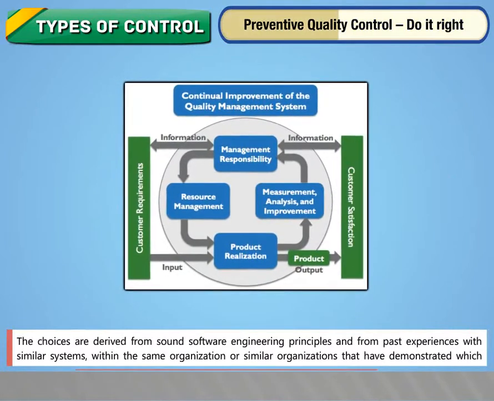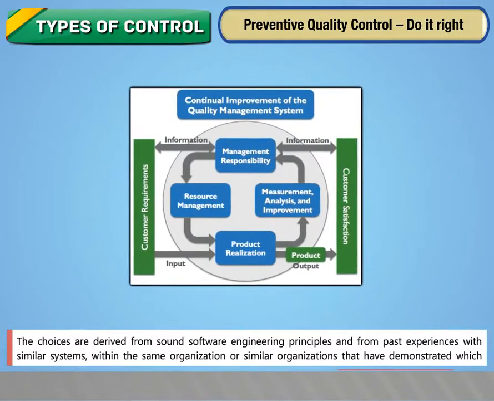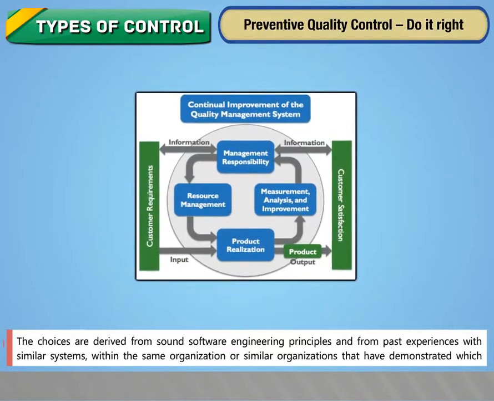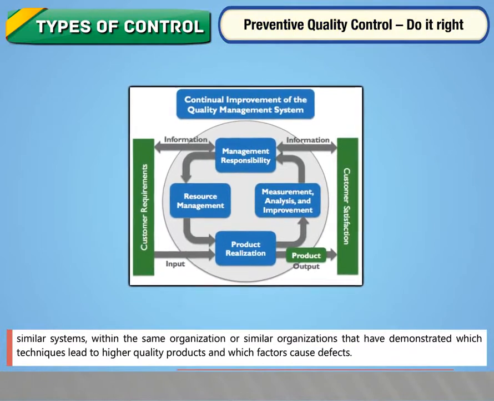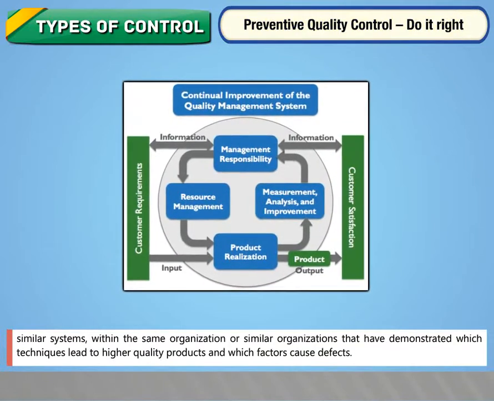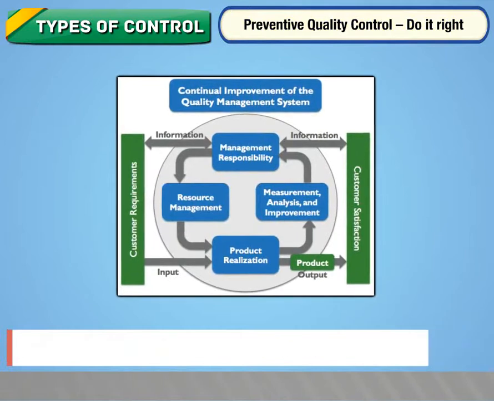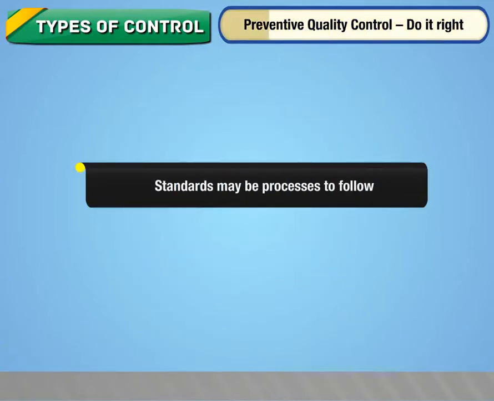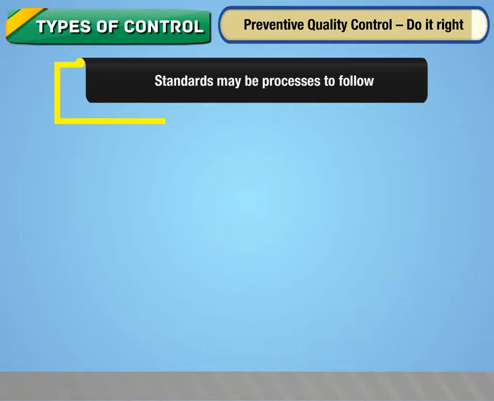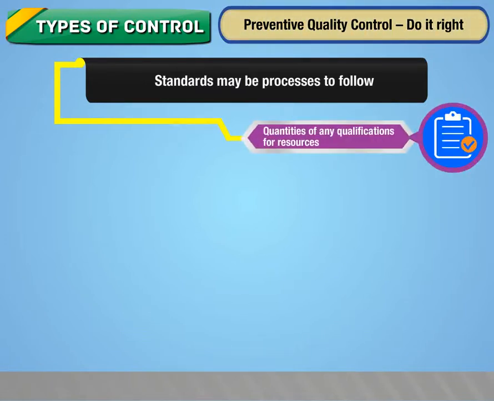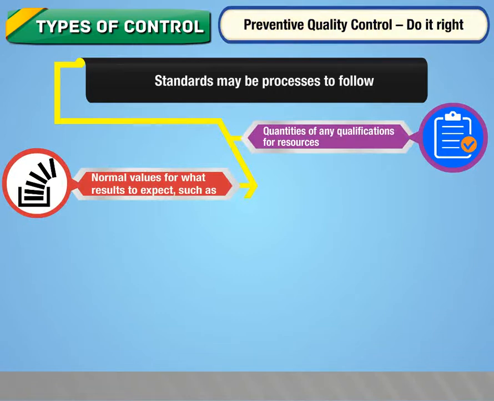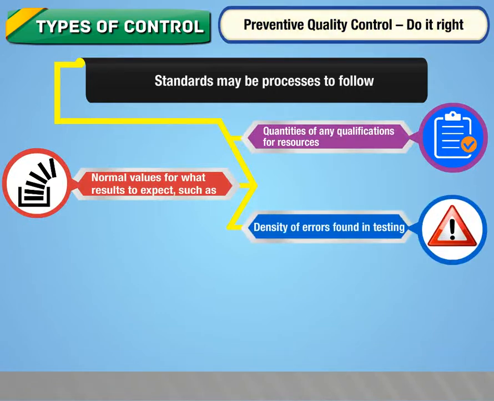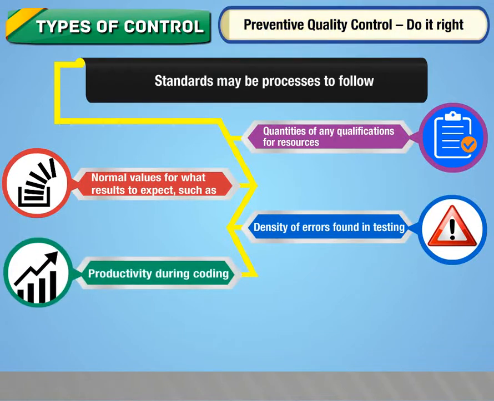The choices are derived from sound software engineering principles and from past experiences with similar systems within the same organization or similar organizations that have demonstrated which techniques lead to higher quality products and which factors cause defects. Standards may include processes to follow, qualifications for resources, and normal values for what results to expect, such as density of errors found in testing and productivity during coding.